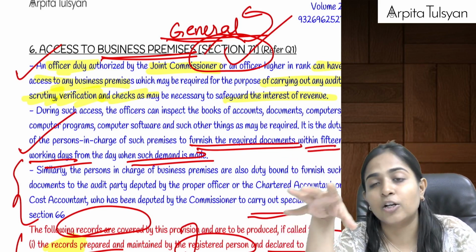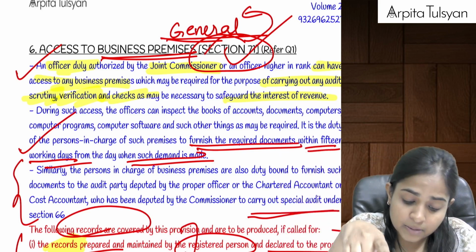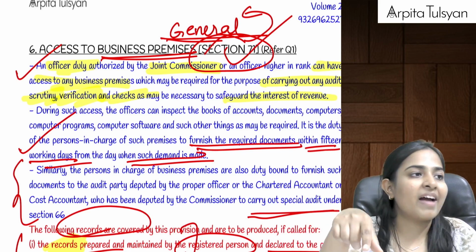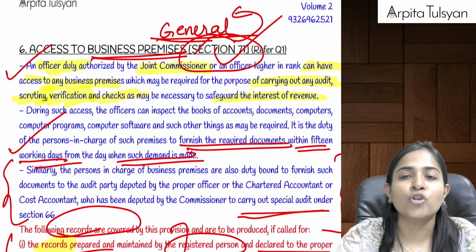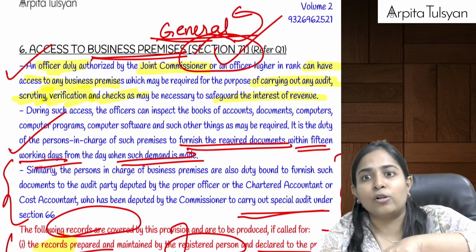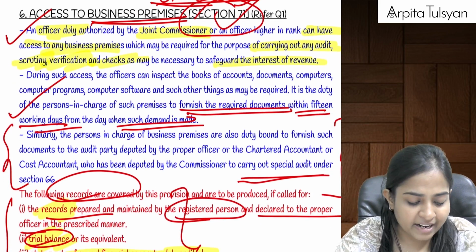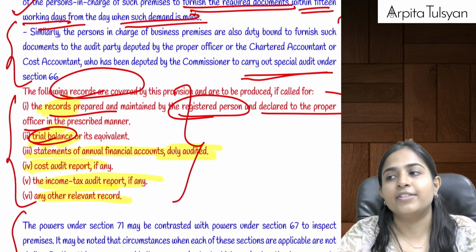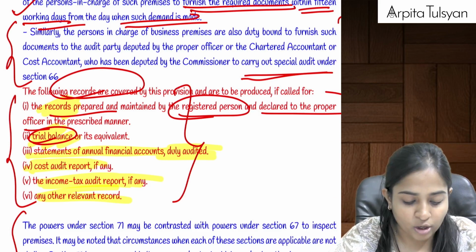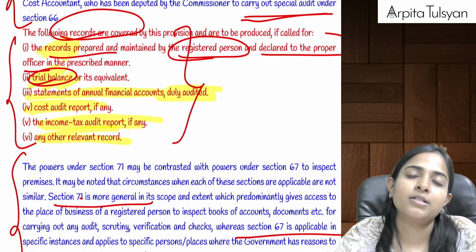They have the right to visit your business premises, no issues in that. While visiting, they also have access to your books, accounts, documents, computers, computer software, and any other things. And if they ask for anything else also, then you are liable to submit it to them within a time period of 15 working days from the day when they have demanded it. Same way, chartered accountants and cost accountants who come for the purpose of special audit, even they have access to all these things.